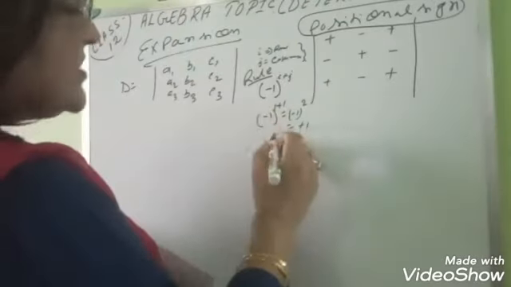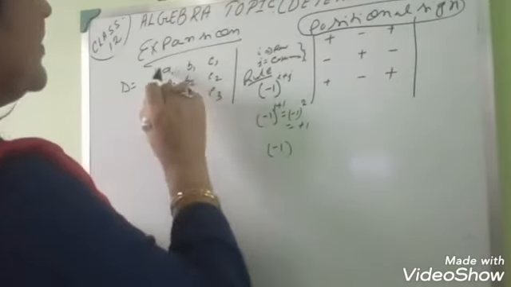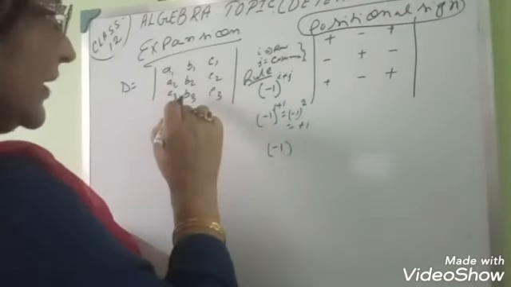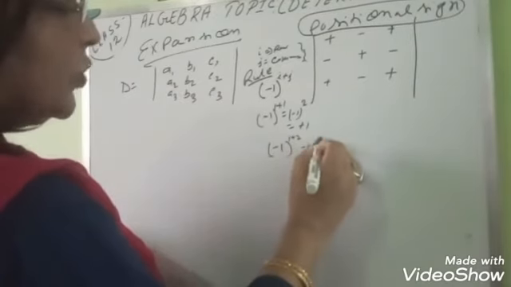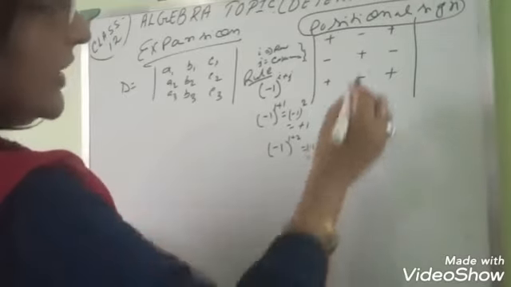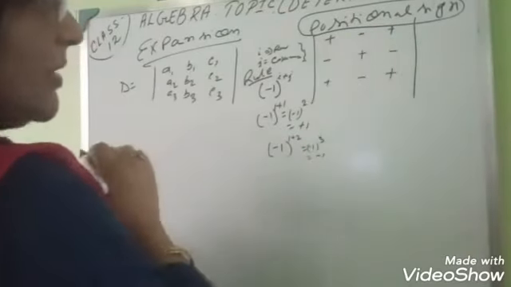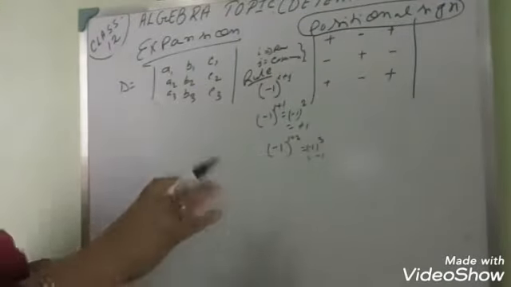Similarly, for the second position, this is the first row and the second column, so 1 plus 2 is the power. (-1) to the power 3. Since this is an odd number, it is coming -1. So this is negative. That is why this positional sign is -1. Like this, we can find all the positional signs.